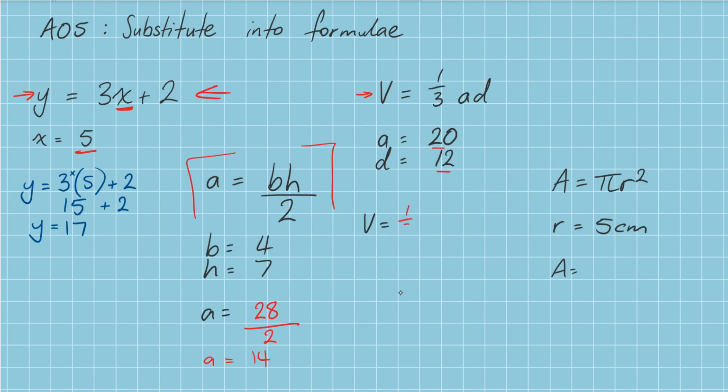So 1/3 times 20 for A and 12 for D. Now, if you can hear a little clack, clack, clacking going on in the background, that'll be my calculator. So 20 times 12, and divide that by 3, because 1/3 is the same as dividing by 3. So V equals 80. Nice and simple.